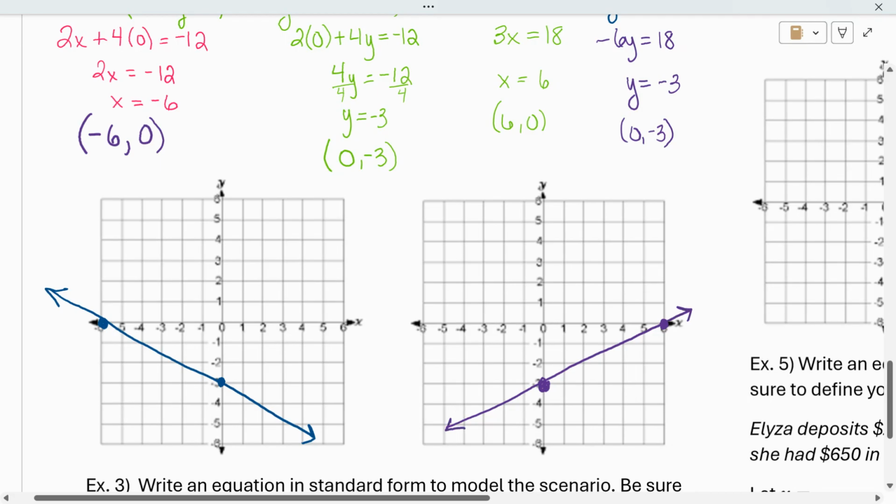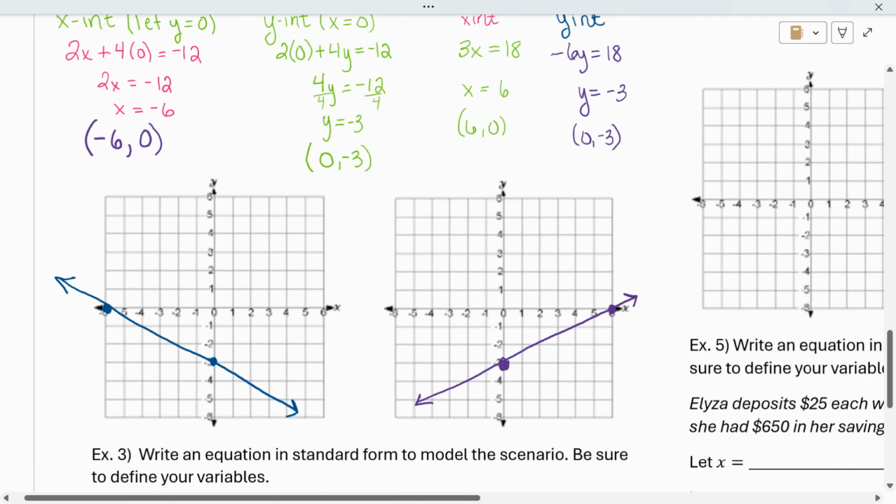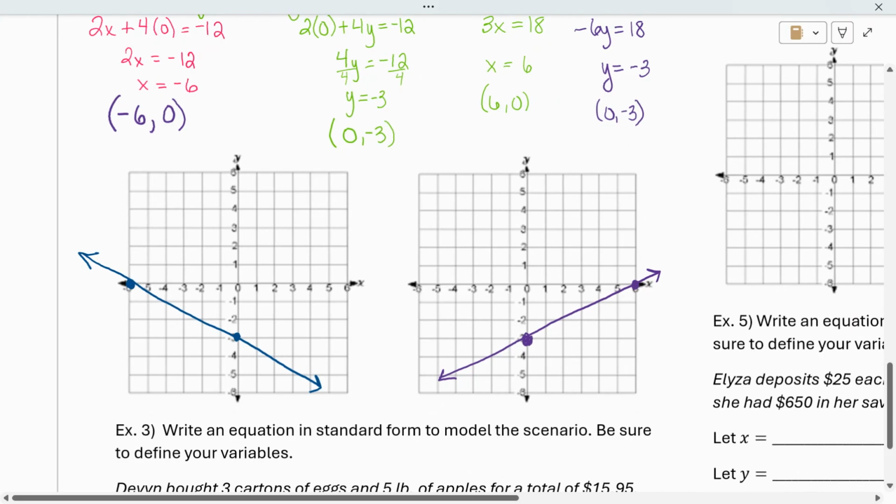There I go. Okay. So I call it the cover-up method because if I want to find the x-intercept, I cover up the y term with my finger. If I want to find the y-intercept, I cover up the x term with my finger. That only works if it's in standard form. If it's not in standard form, it doesn't work. Okay? Questions about that? Do we need more time on number 3, on this example? Got it.